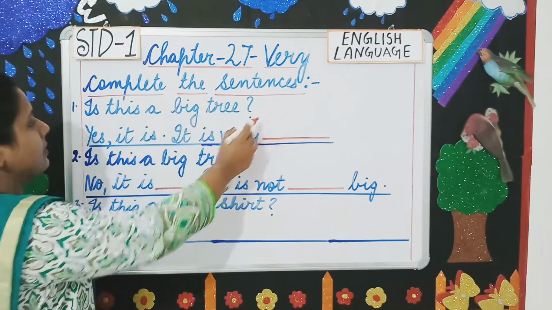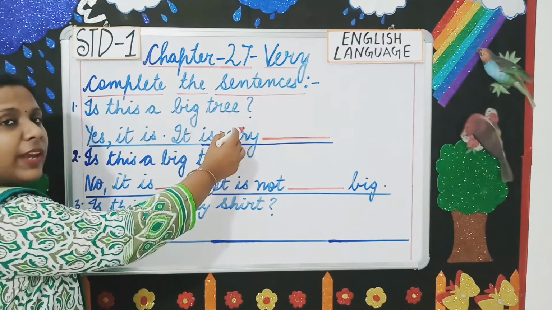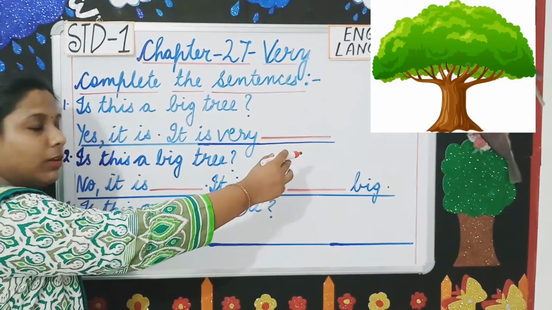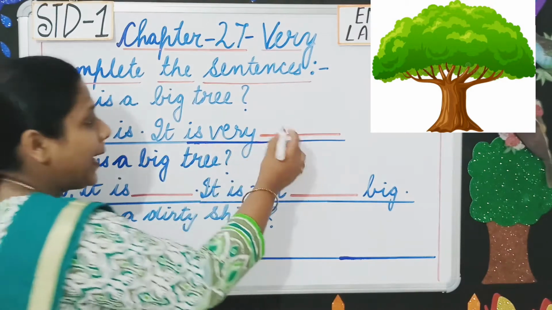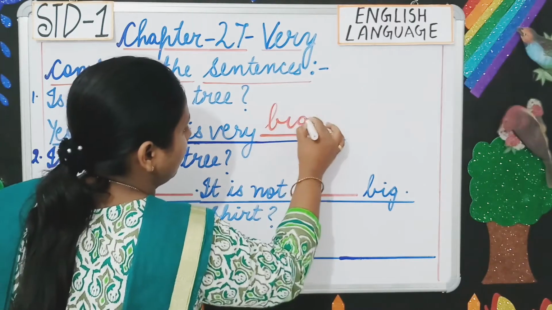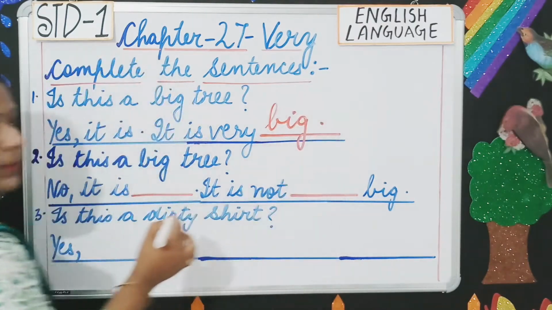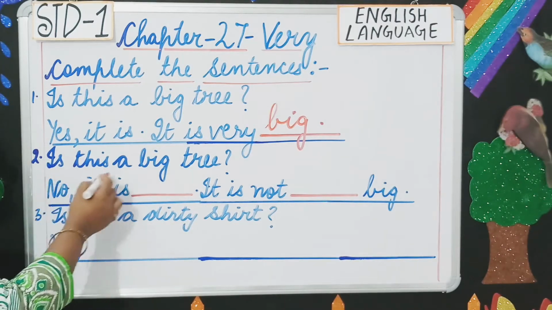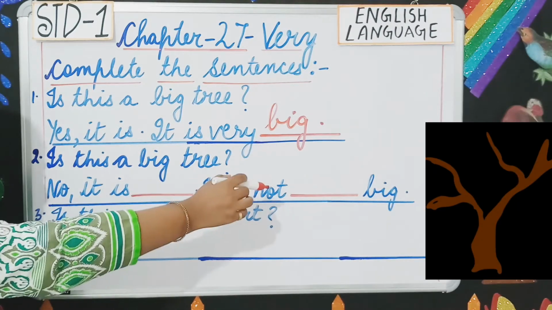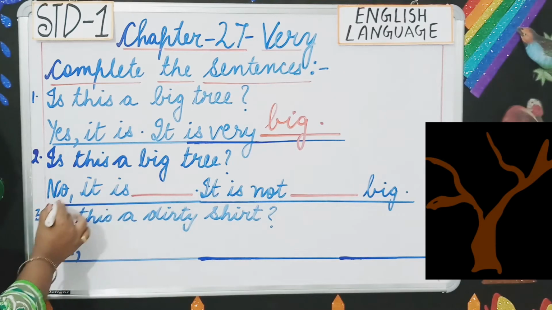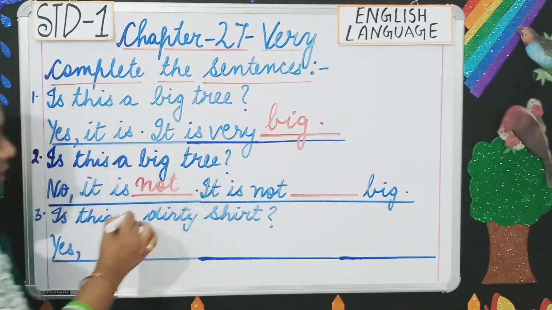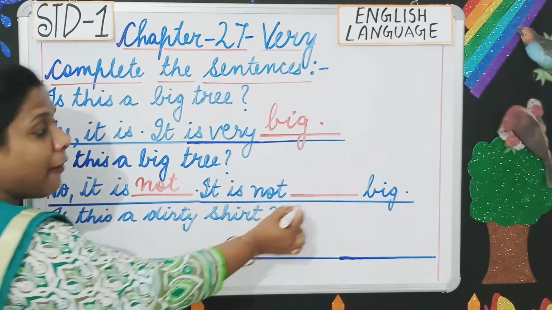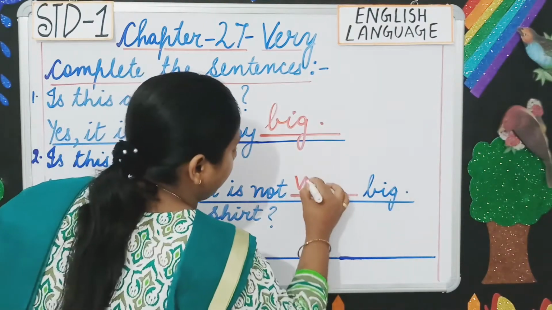Complete the sentences. Is this a big tree? You have to look at the picture. Yes, it is. It is very big. Clear? Next. Is this a big tree? No, it is not. Then you will write, it is not very big.